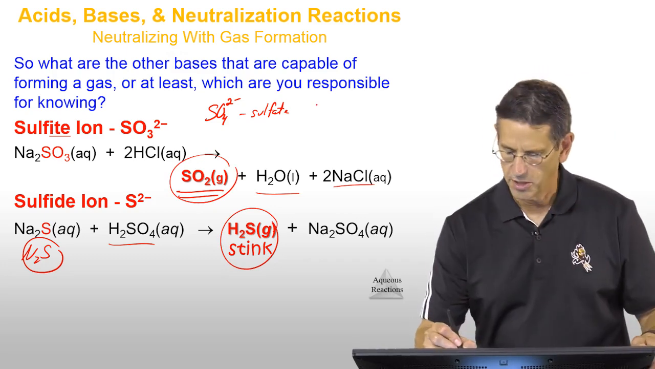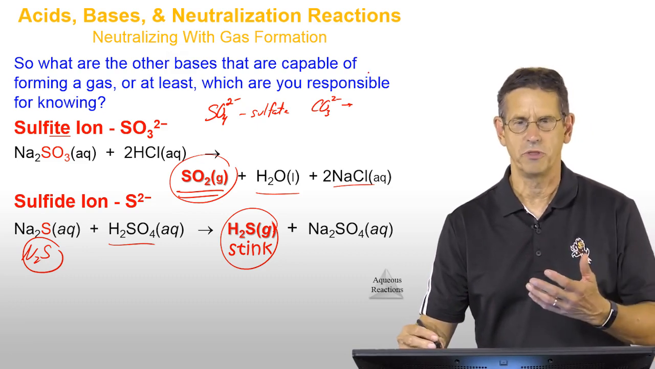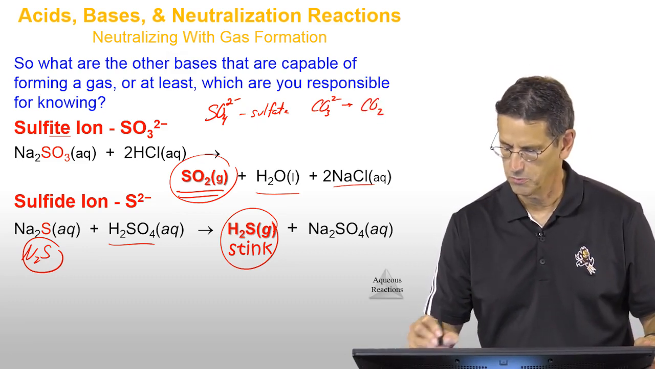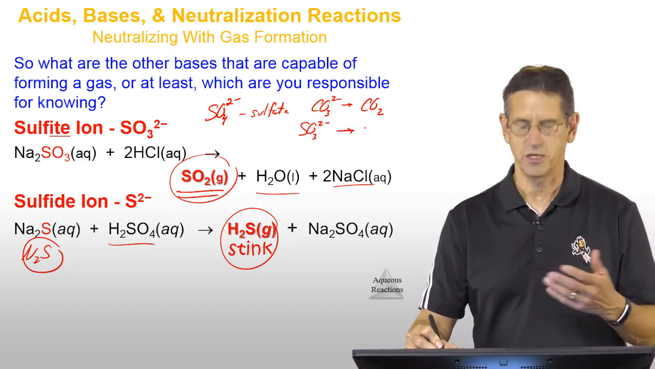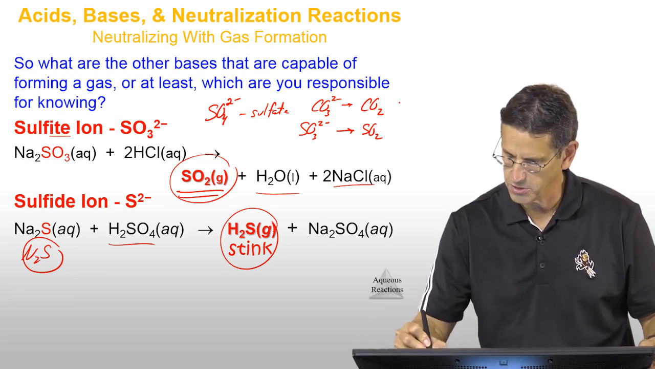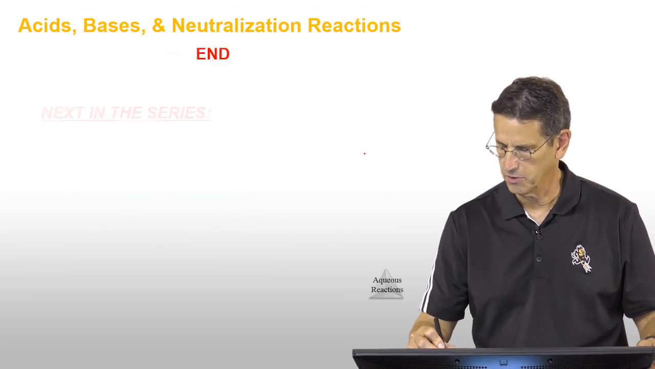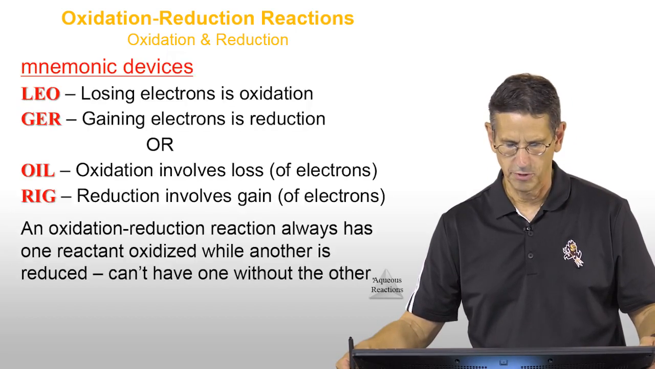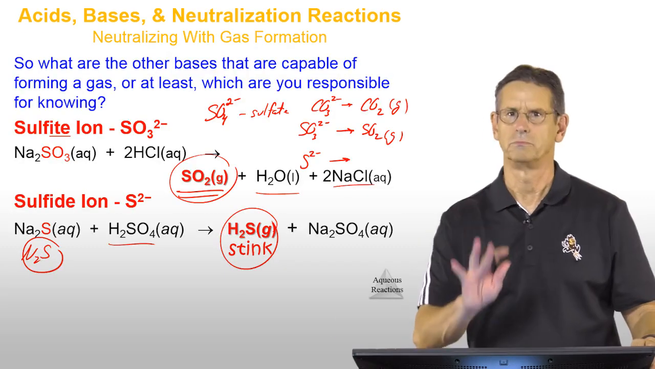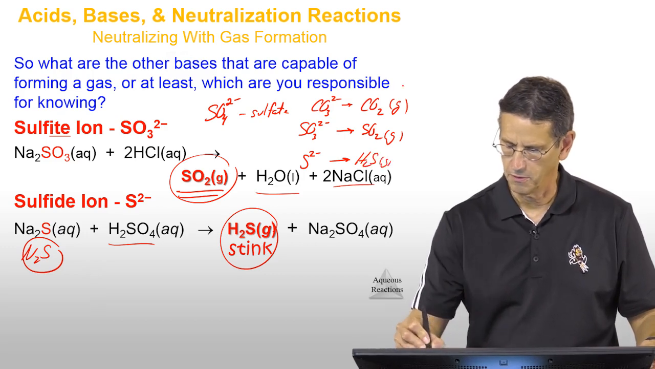So again, watch out for the carbonate ion, which, when paired with an acid, will generate CO2. The sulfite ion, which when paired with an acid will generate SO2. These are gases. And then the sulfide ion, which will generate H2S. These are all your gases.